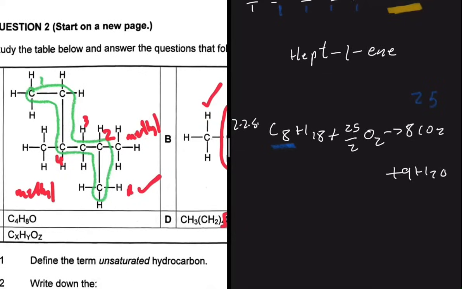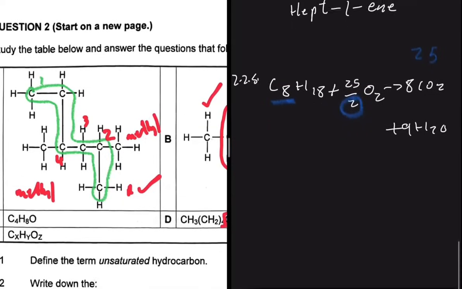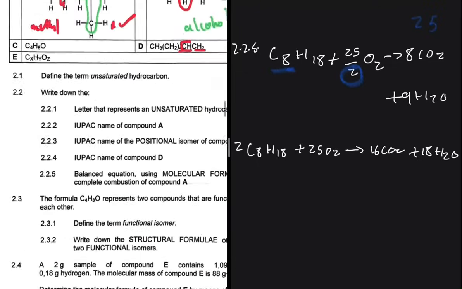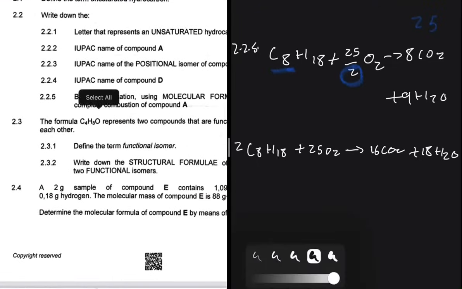But we cannot leave it with 25 divided by 2. We have to multiply out by 2. And if we do that, we're going to get 2 C8H18 plus 25 O2 to give us 16 CO2 plus 18 H2O. There we go. That is 2.2.5.